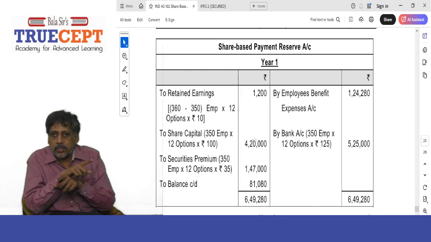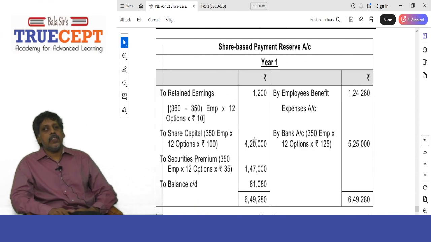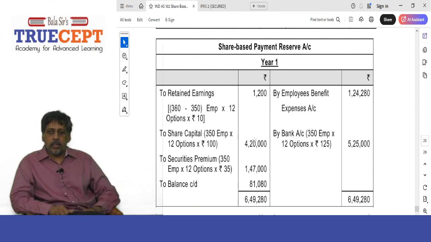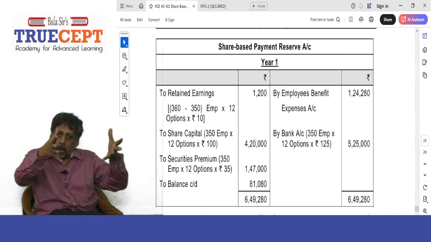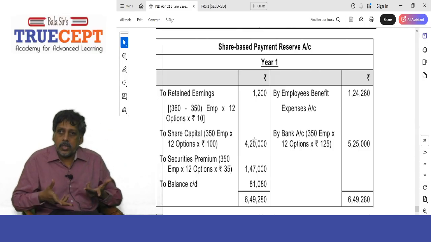360 employees into 12 options each into 10 rupees, right? 43,200. Now, listen carefully, Sneha. Out of 360 employees, how many did not exercise? 10 employees. Therefore, the amount of application money you have taken, the 10 rupees, on how many shares?